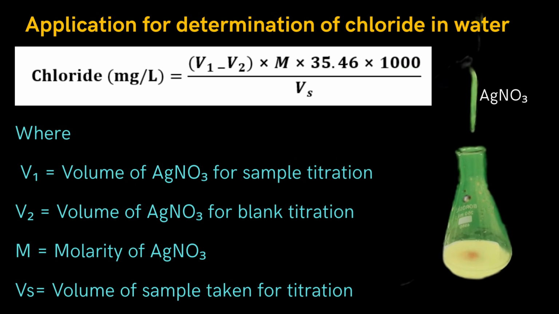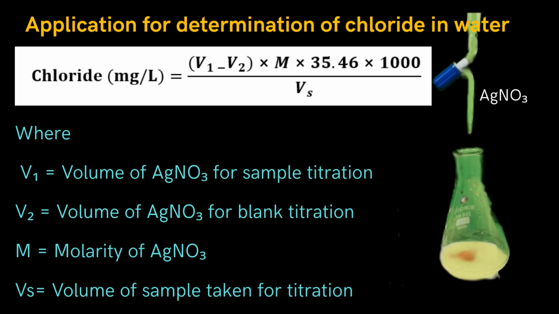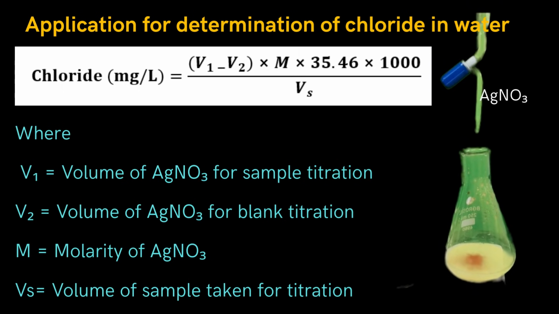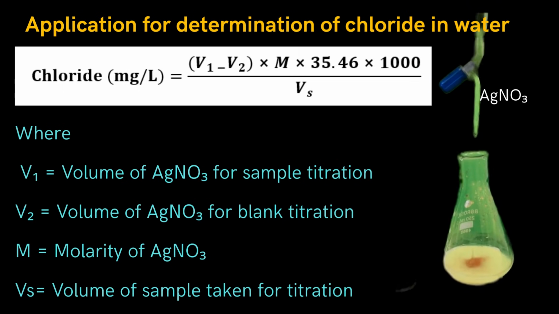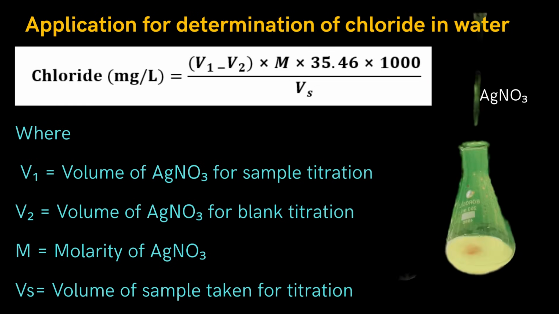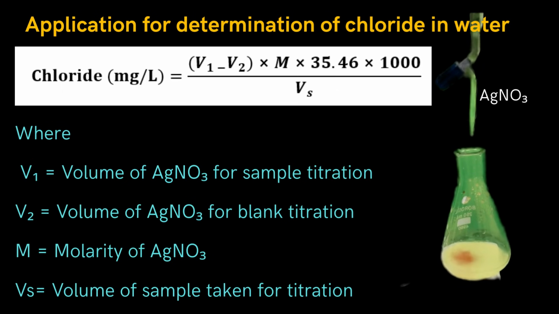Here we will learn how this precipitation titration can be used for quantitative determination of chloride in river, pond, drinking, industrial waste, rain and tap water samples. Formula is, chloride in mg per liter is equal to V1 minus V2 into M into 35.46 into 1000 divided by Vs, where V1 is volume of AgNO3 for sample titration, V2 is volume of AgNO3 for blank titration, M is molarity of AgNO3, Vs is volume of water sample taken for titration.